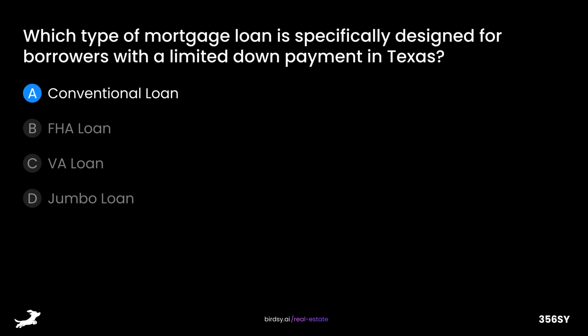Is it A, conventional loan, B, Federal Housing Administration FHA loan, C, U.S. Department of Veterans Affairs VA loan, or D, jumbo loan? The answer is B, Federal Housing Administration FHA loan.